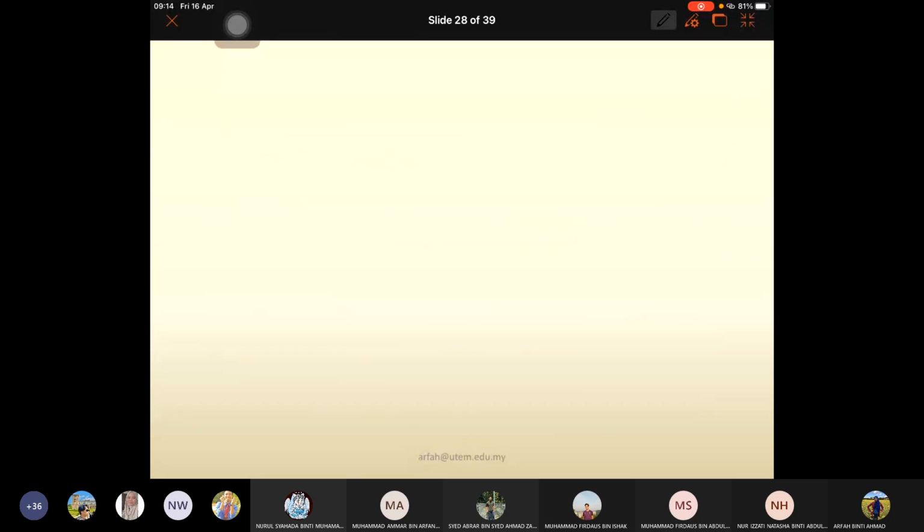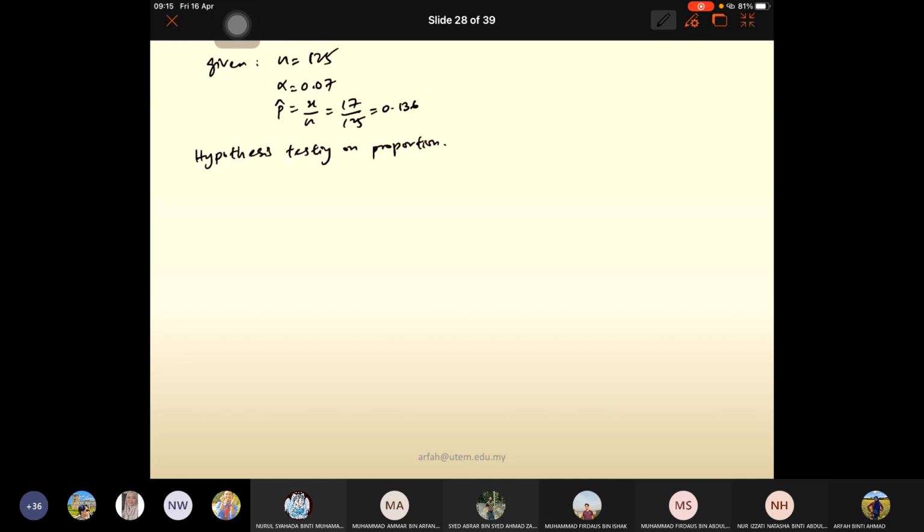Okay. So given N sama dengan 125, alpha equal to 0.07 dan P hat sama dengan X per N sama dengan 17 bahagi 125, you dapat 0.136. So kita tahu this one adalah hypothesis testing on proportion. So step pertama, listkan your H0 and H1.